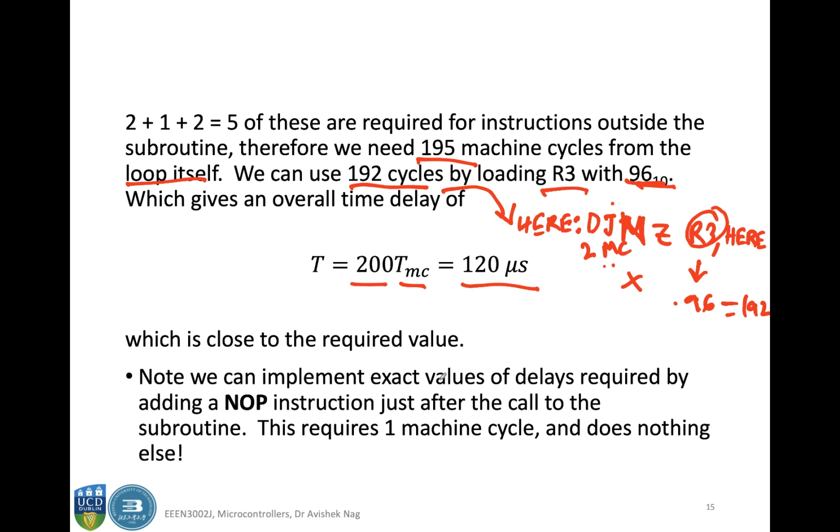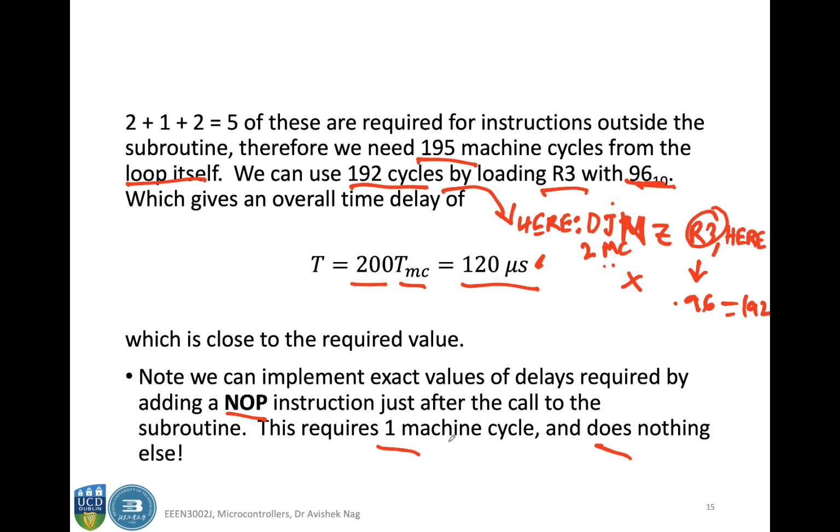You can also note that we can implement exact values of delays required by adding a no operation instruction just after the call to the subroutine. This requires 1 machine cycle, but it does nothing else. So if you want to adjust this number a little bit, if you want a delay that is not exactly matched by the instructions in the code, then you can add some extra instruction that does nothing but adds 1 machine cycle of delay.